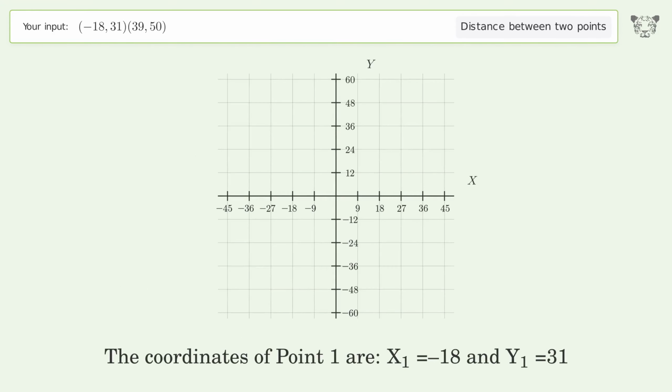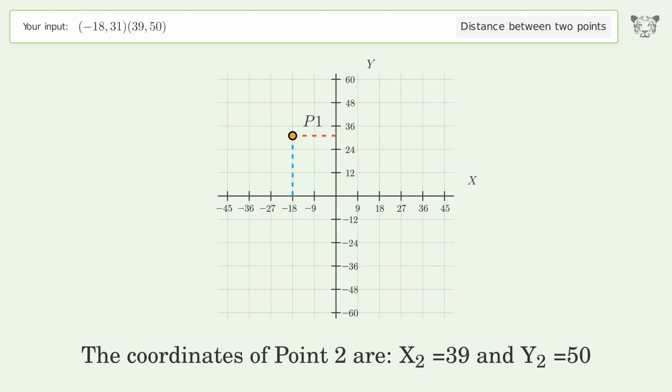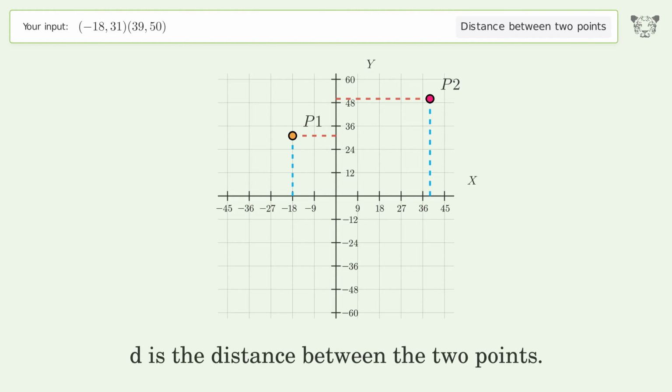The coordinates of point 1 are x1 equals -18 and y1 equals 31. The coordinates of point 2 are x2 equals 39 and y2 equals 50. D is the distance between the 2 points.